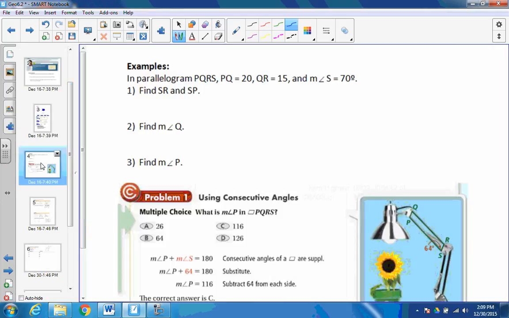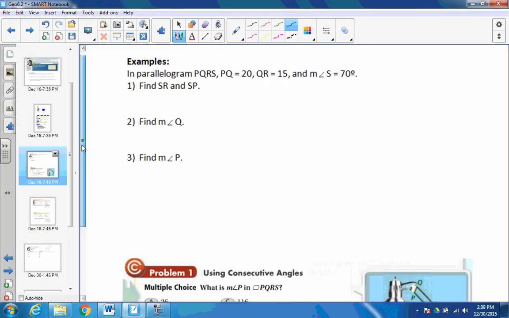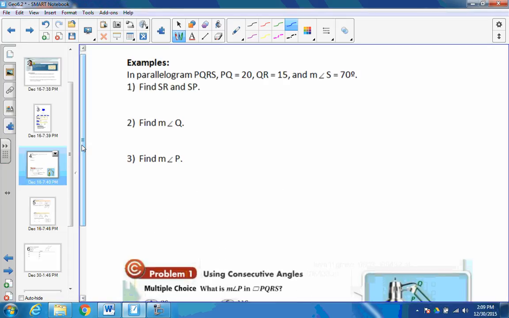All right, so we might do this. We'll just do these first three for sure. We'll maybe leave this one out for right now. But in parallelogram PQRS, this is all it says. We have, and I'll label it, PQRS.